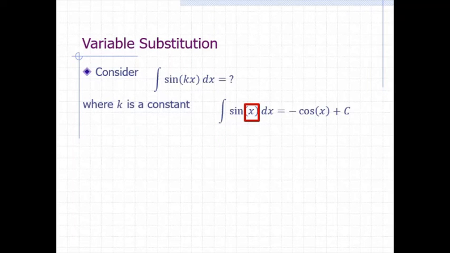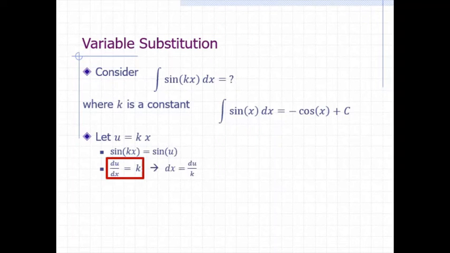Let's define the variable u as k times x. Then sine of kx will now be sine of u. But now we also want to change our variable of integration from x to u. To do this, we need to relate dx and du. This is easy to do because the derivative of u with respect to x is the derivative of kx with respect to x, and it's equal to k. We can rearrange this equation to solve for dx in terms of du. We get dx equals du over k.